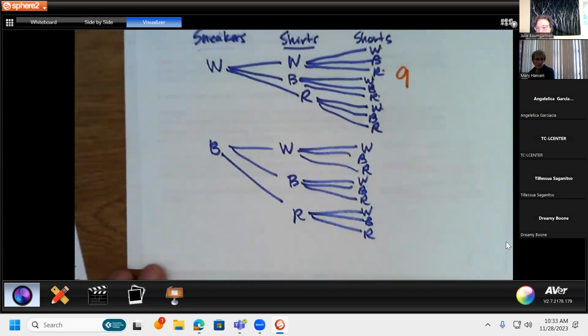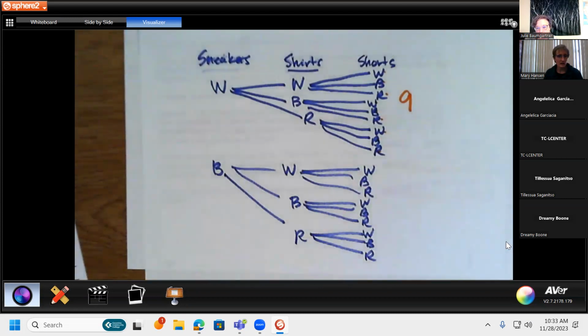Or you can actually write out all of the answers. And you would do the same thing with your blue sneakers. You'd pair it with each of your shirts. And then each of those shirts could be paired with 3 different pairs of shorts. And so when you get them all put together, you have 9 plus 9 more, or you have a total of 18.